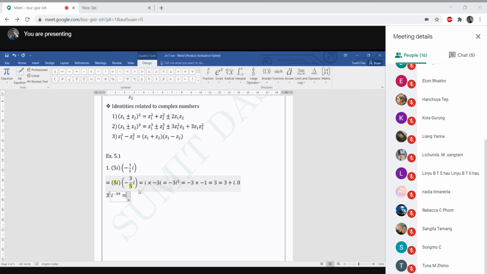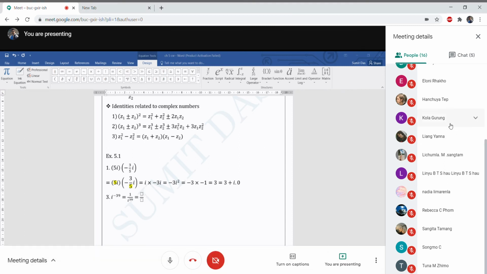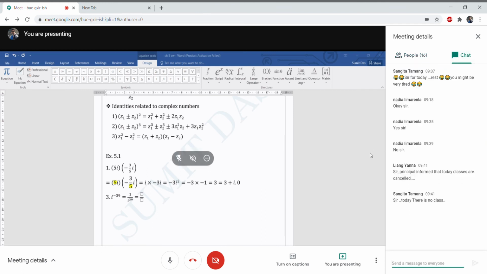Minus 39 equal to, we can write 1 divided by i to the power 39, right? Then, as I told you how to do this, what is the nearest number to 39 which is a multiple of 4 and greater than 39? Let me know the number which is a multiple of 4 and greater than 39.